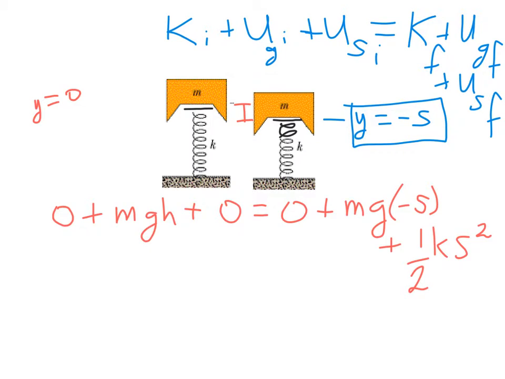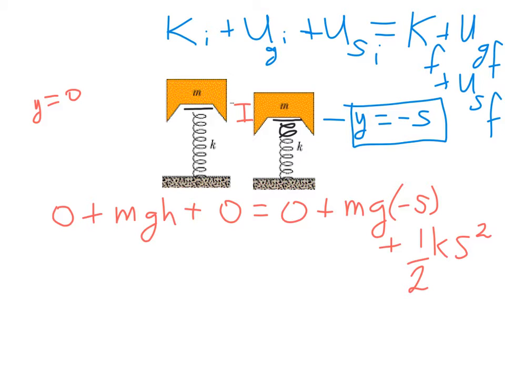The mass starts at rest, so K initial is 0. The initial height is h, so we have gravitational potential energy of mgh, and the spring is initially at its relaxed length, so it's neither compressed nor stretched, so the spring potential energy is 0. In the final situation, the mass has again come to a stop momentarily, so K final is 0. The y position is negative s, so our U G final is mg times negative s, and the spring is now compressed, so our U spring final is 1/2 ks squared.